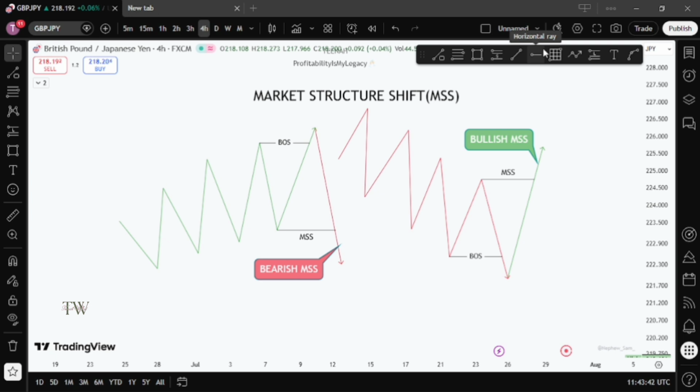Now let's talk about change of character, which is actually similar to market structure shift, or let's say they're the same. Similar in meaning, it still means the same thing. Just a different name. A change of character is the first warning that the market might be changing direction. It occurs when price breaks the most recent swing against the current trend, just like you can see here. It broke the most recent swing. This is it.